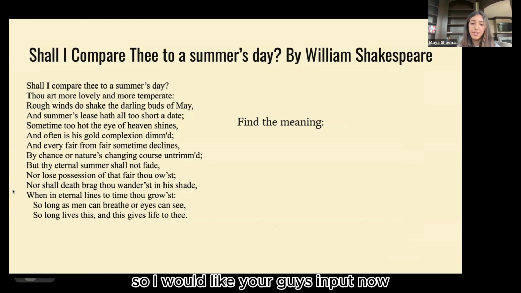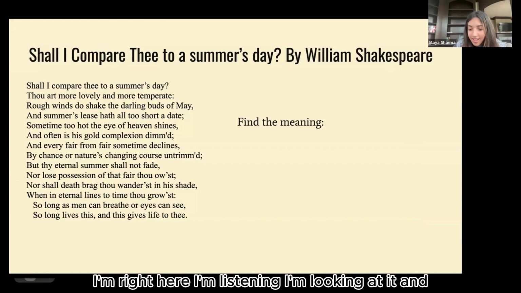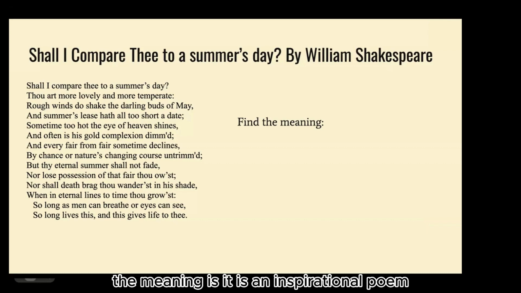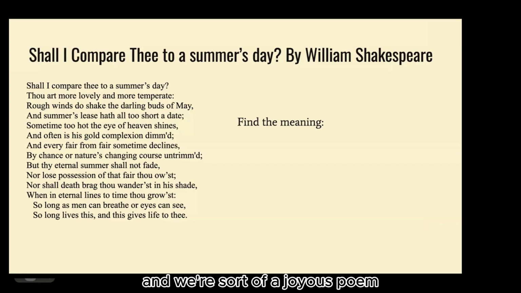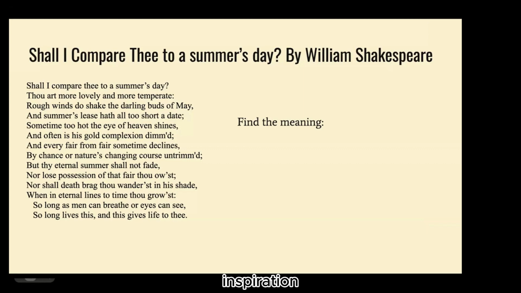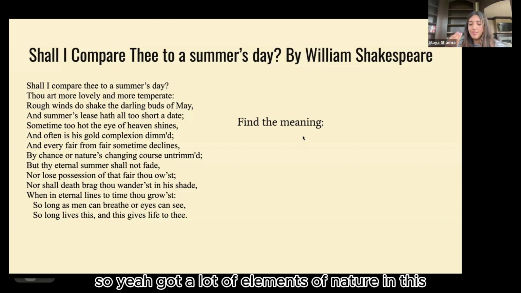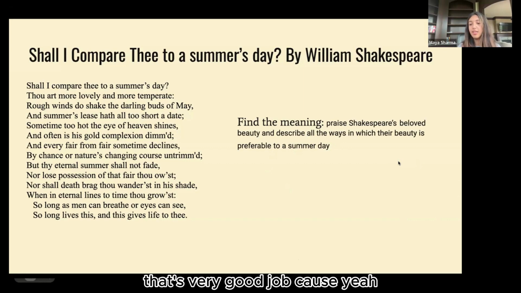So yeah, and now let's try to find the meaning of this. I would like your guys' input now. What do you think this poem means? I think the meaning is that it is an inspirational poem, a joyous poem. It's a beautiful summer day. He's painted a picture of sun, warmth, inspiration. Yes, I really like that definition. So you have a lot of elements of nature in this. You can almost feel it, you can relate to a beautiful day, and he's put it in words. Yes, that's very good, because you just mentioned imagery.